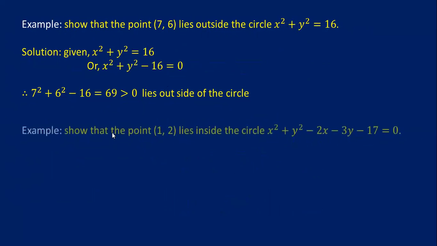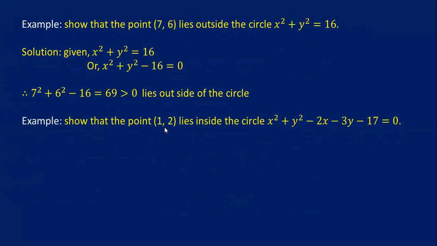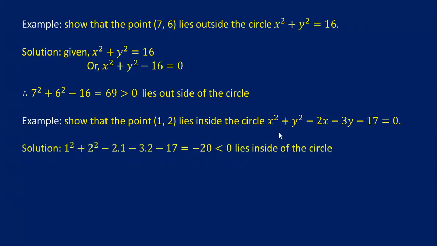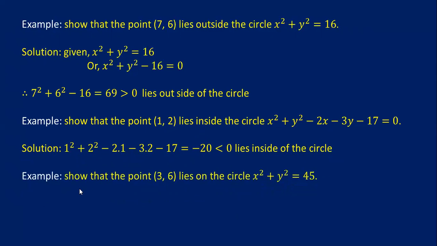Similarly, show that the point (1, 2) lies inside the circle, in this format. Now see the solution. We put the values x = 1 and y = 2, that is 1² + 2² − 2×1 − 3×2. That is −2, which is less than 0, so the point (1, 2) lies inside of this circle.